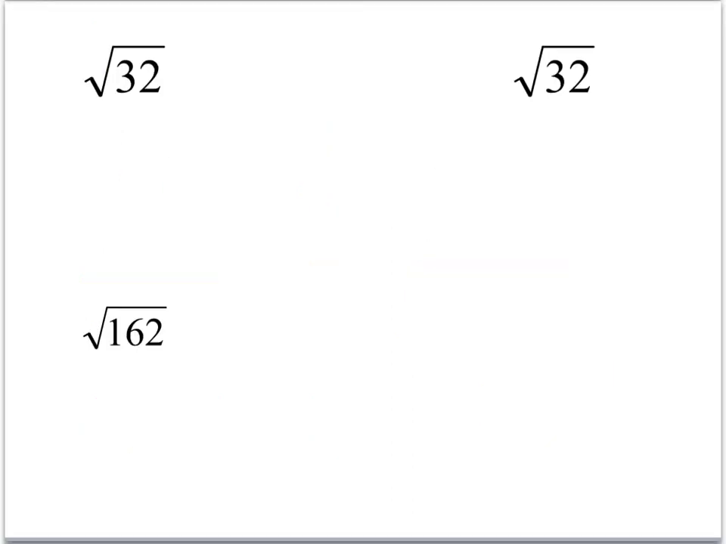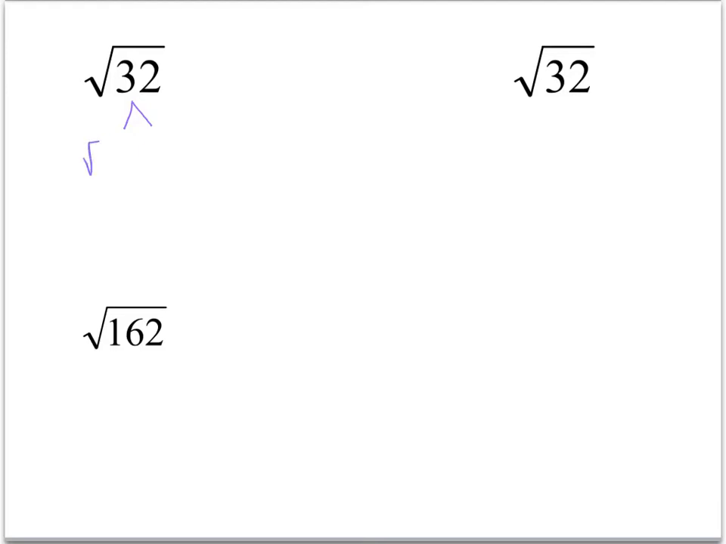I'm going to continue simplifying radicals here. Now notice, I have the same problem twice, and there's a reason for that. When I'm simplifying radicals, my goal is to find the biggest perfect square that goes into my number, 32. Now, sometimes it's easy to see, and sometimes it's not so easy.